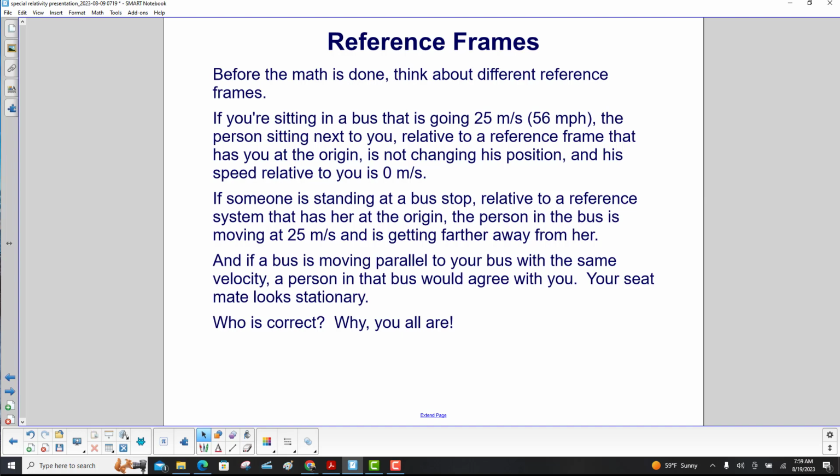If someone is standing at a bus stop relative to a reference system that has her at the origin, the person in the bus is moving at 25 meters per second and is getting farther away from her. And if a bus is moving parallel to your bus with the same velocity, a person in that bus would agree with you. Your seatmate looks stationary. Who is correct? Why, you all are.